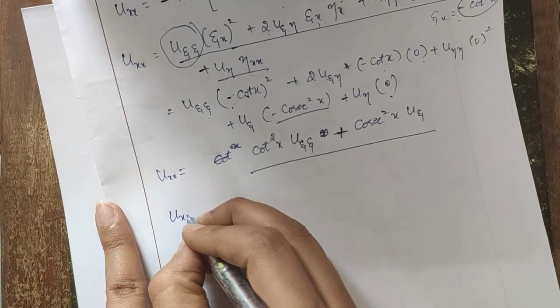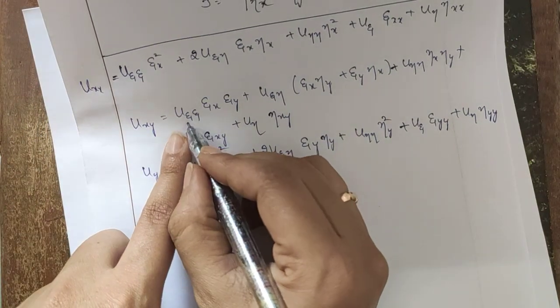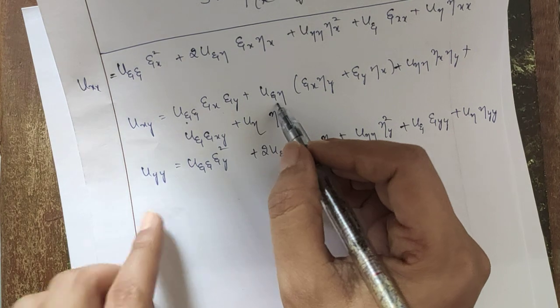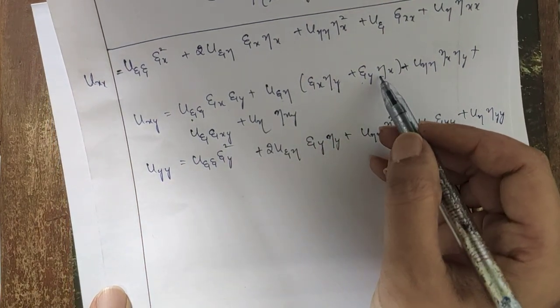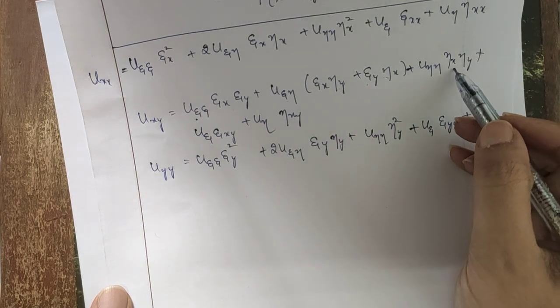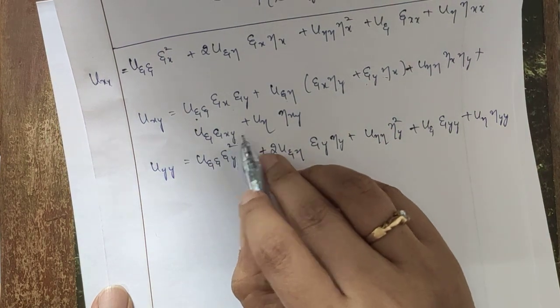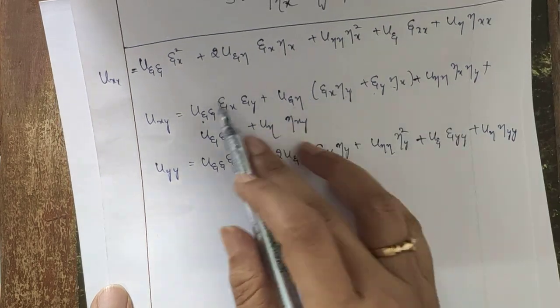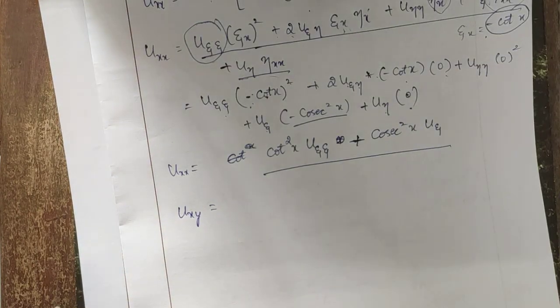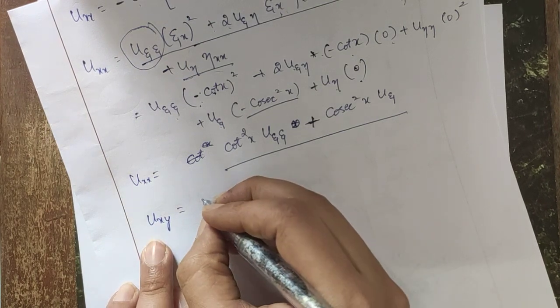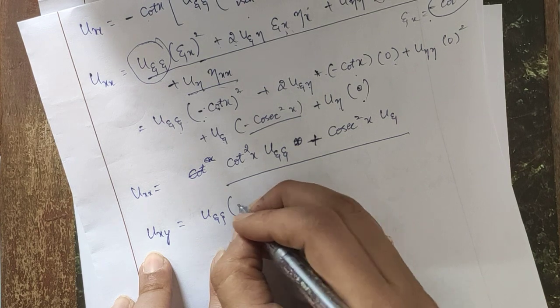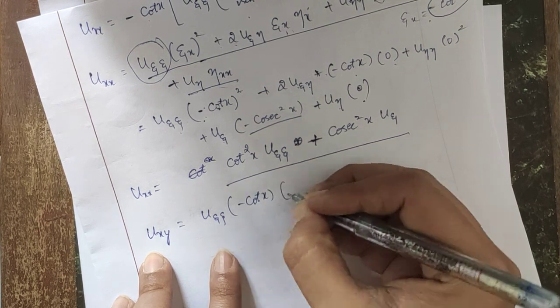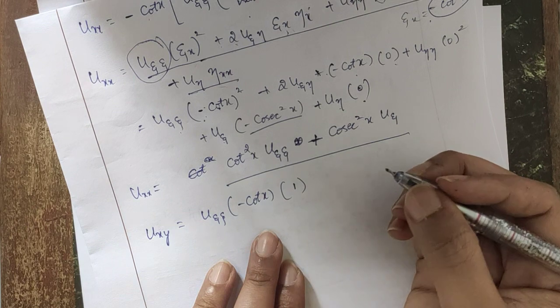Similarly, I have to find out uxy now. So the formula for uxy is u xi xi xi x xi y plus u xi eta into xi x eta y plus xi y eta x, plus u eta eta eta x eta y plus u xi xi xy plus u eta eta xy. Just substitute the values here. So u xi xi I will retain as it is. Xi x value is minus cot x. Xi y value is 1.